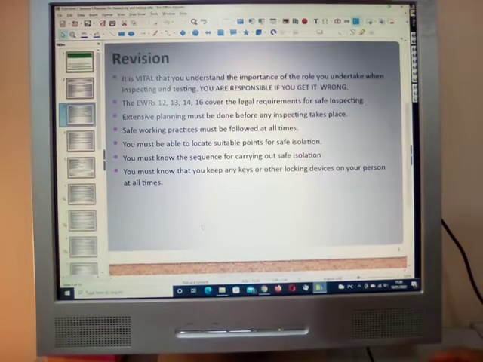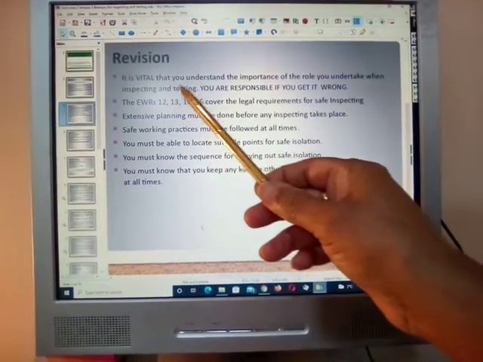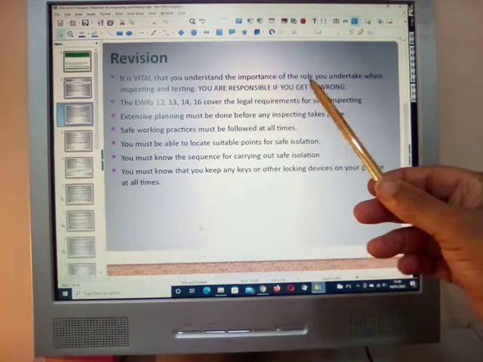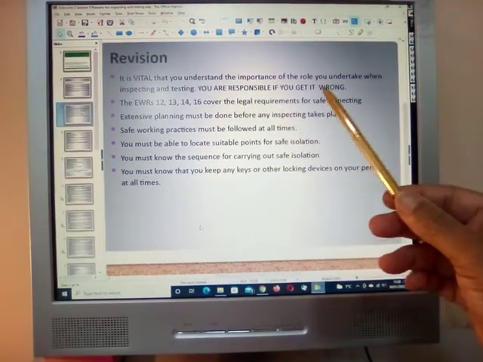Okay, revision. It is vital that you understand the importance of the role you undertake when inspecting and testing. You are responsible if you get it wrong.